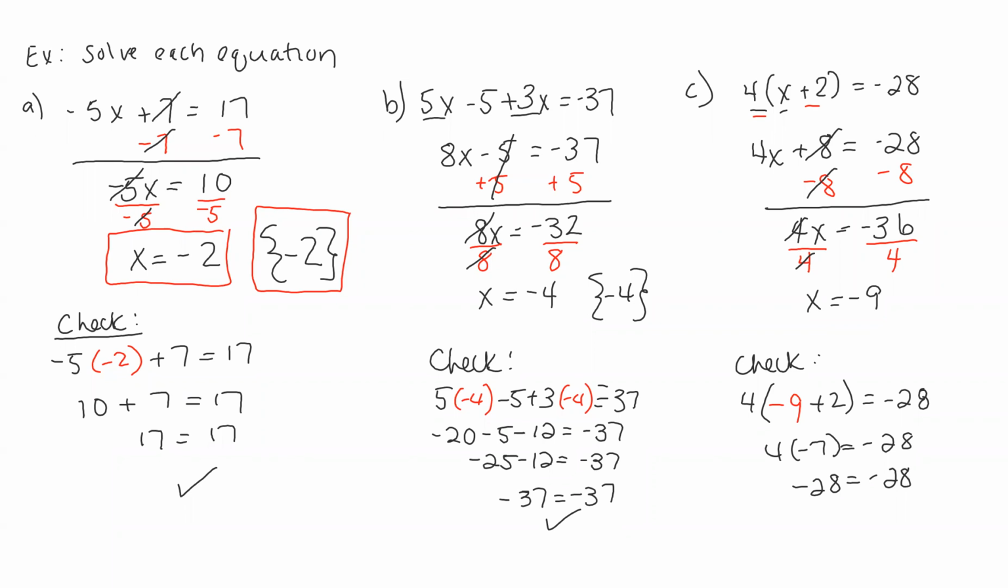And that's it. So we know that we're good on our solution. So I'm finally going to say the solution set to this equation is negative 9. All right. So for the next problems, we're just going to keep practicing.